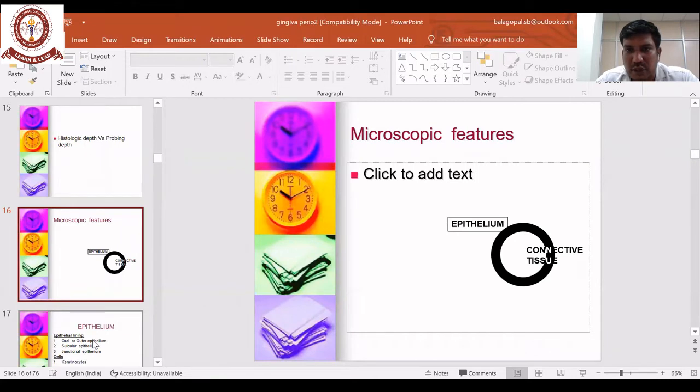Next, we see about the microscopic features. We have seen about the outer parts. Now we have seen about the macroscopic features. Now we see about the microscopic features. Microscopic features, like any other tissue, consist of an epithelium and a connective tissue.